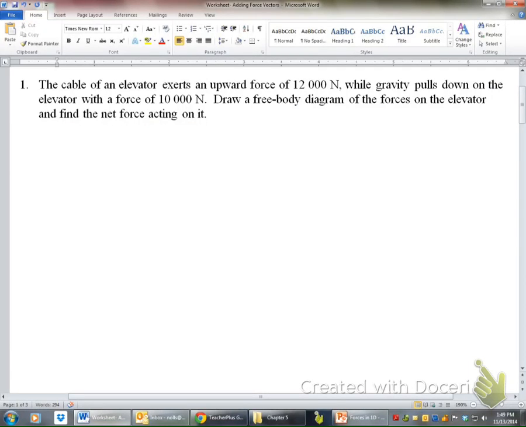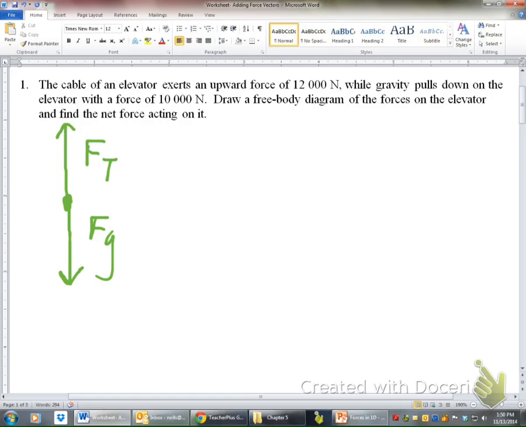Okay, so when we're doing force problems, we start first by drawing our free body diagram. All right, so we have our system here. F sub g. What's our upward force? What would that be called? Tension. I'd say tension. Okay, because we're dealing with an elevator here, so it's not resting on something, it's suspended by this cable, okay? And we have values for both of these forces.